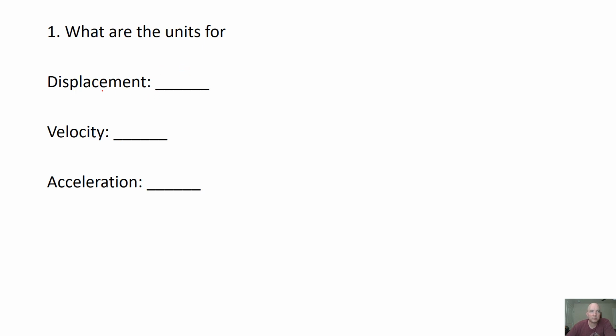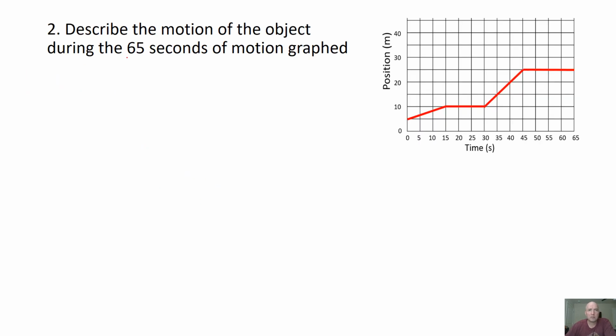So what are the units for displacement? Well, the equation would have x as displacement. The unit itself would be meters. For velocity, it could be Vi, Vf, or just v. That's going to be meters per second. And for acceleration, which would be a, would be meters per second squared, or sometimes written meters per second per second.